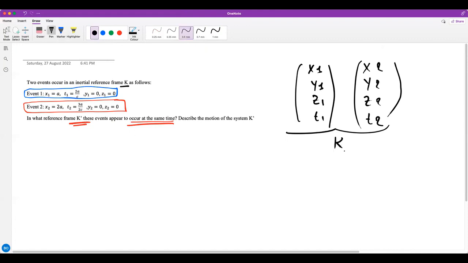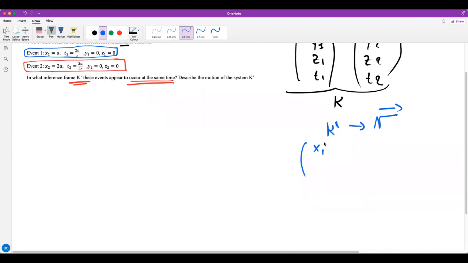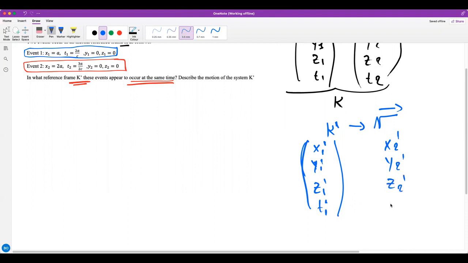Now let's assume that there is a reference frame K prime that is moving with respect to reference frame K with velocity v, and in this reference frame those events will have x1 prime, y1 prime, z1 prime, and t1 prime, and they will also have x2 prime, y2 prime, z2 prime, t2 prime, except that in this reference frame t1 prime will be equal to t2 prime.